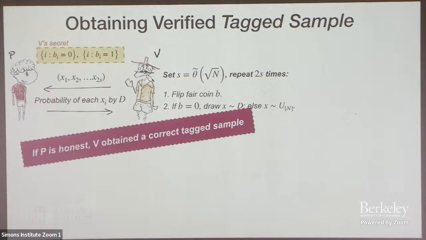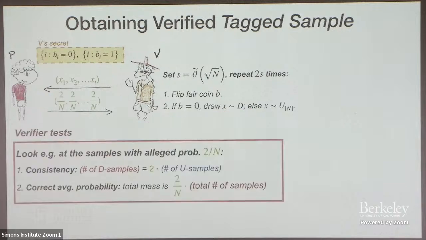Okay, so if we were in a perfect world and we knew that P is honest, then this would be done right now, right? Because if P is honest, V has a correct tagged sample. V can just look at the elements sampled according to D, and now there's a claim about their probability, and if it's correct, it's all good. So what we need to do now is to verify the prover's answers. How do we know that the prover didn't lie?